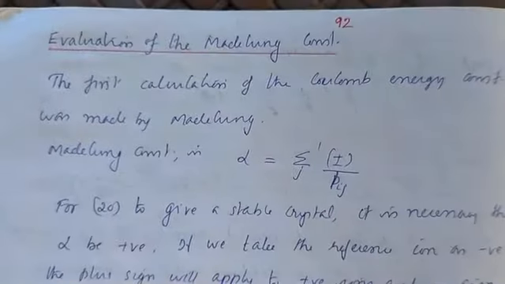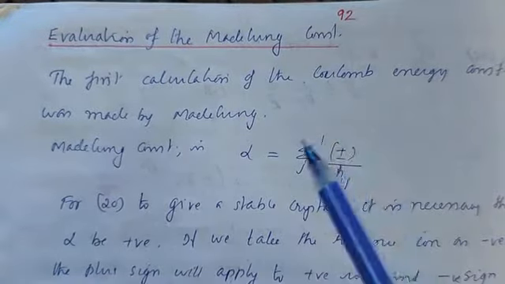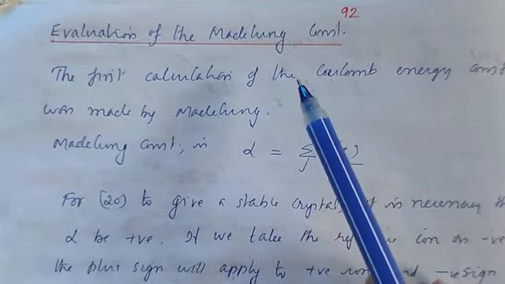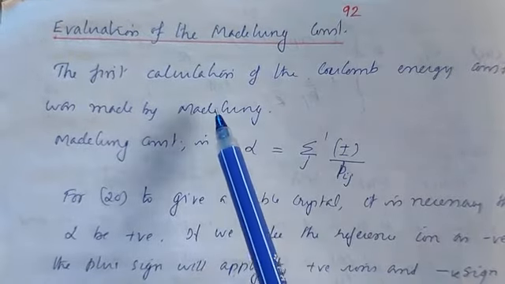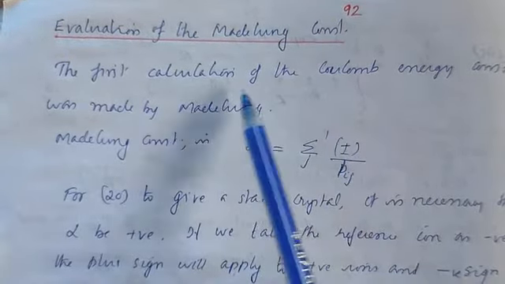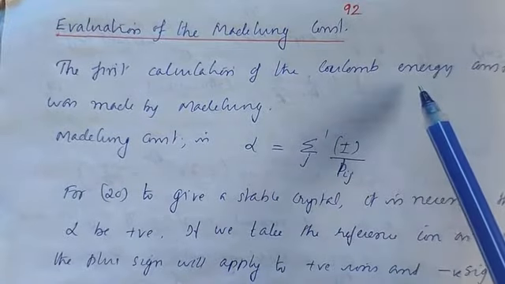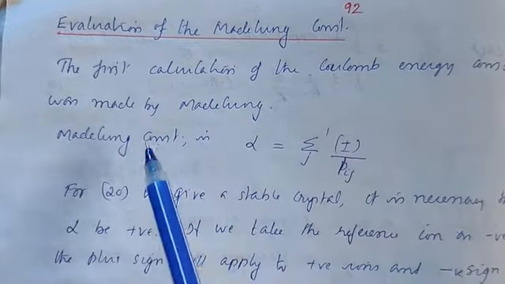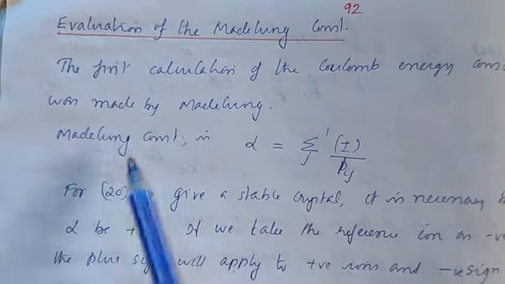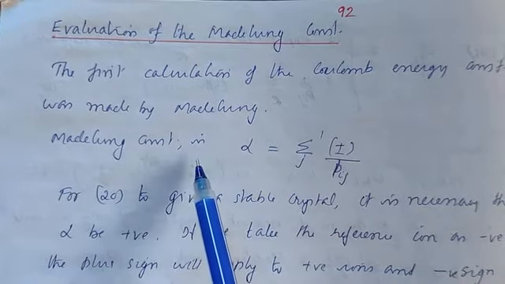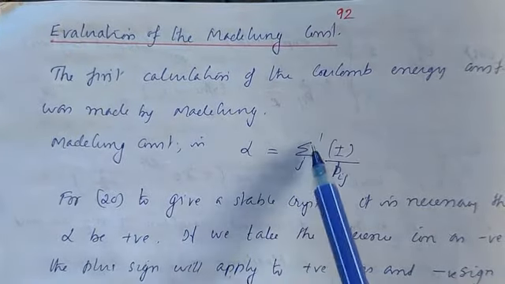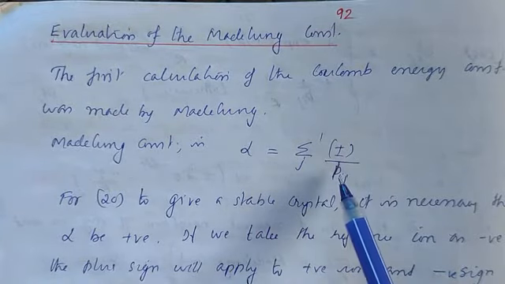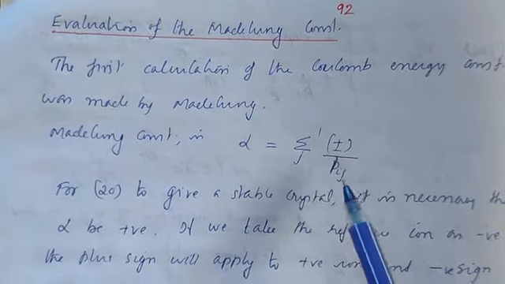And we will evaluate the Madelung constant now. We have to evaluate the Madelung constant, which is represented by alpha. The first calculation of the Coulomb energy constant alpha was made by Madelung, and it is known as the Madelung constant alpha, which by definition is the summation over J of plus or minus 1 divided by Pij.